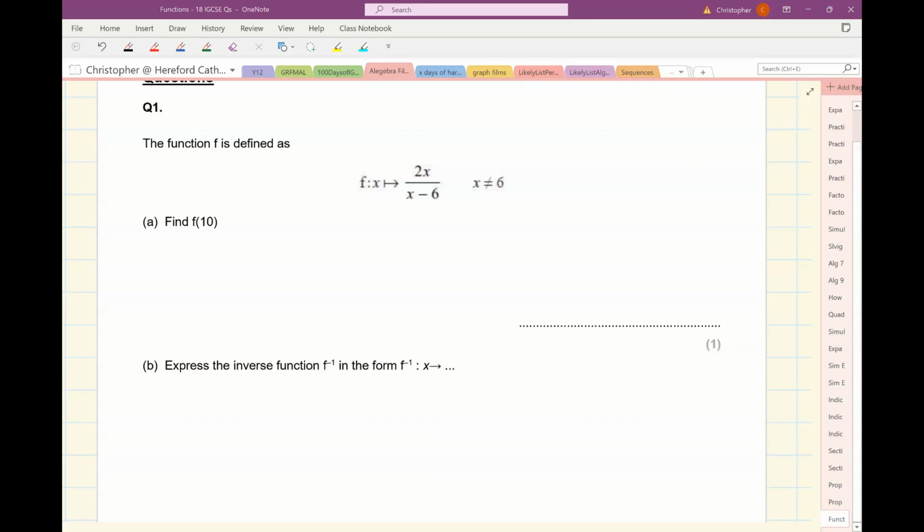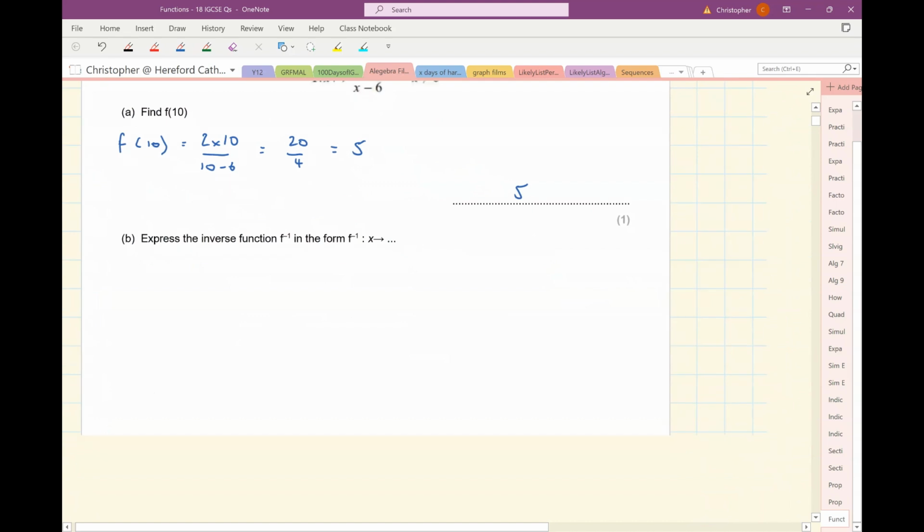Question 1. Right, we've got a function f defined as shown there, and we're asked to find the value of the function when x is 10. Or you might say we're asked to find f of 10, or you might say we're asked to f10, if you want to think about the function as being a verb. Now, the function is 2 times x over x minus 6, so that's going to be 2 times 10 over 10 minus 6, which is 20 over 4, so is equal to 5.